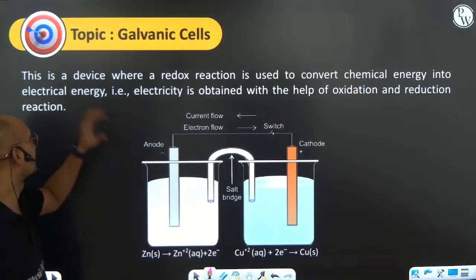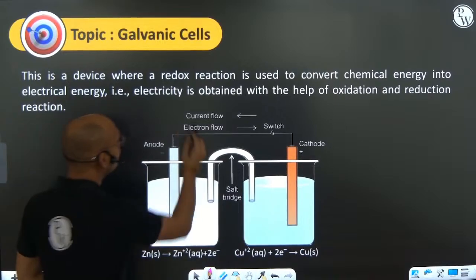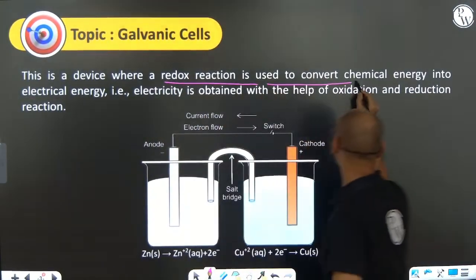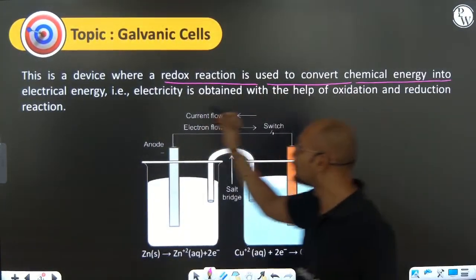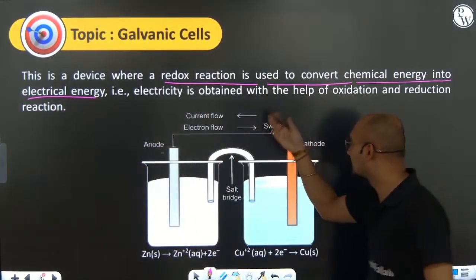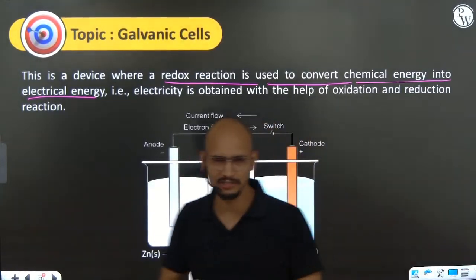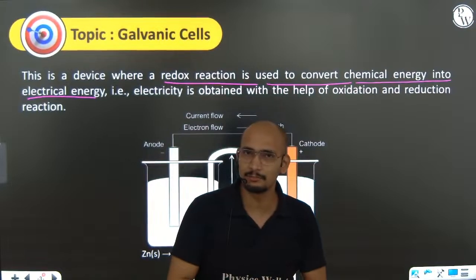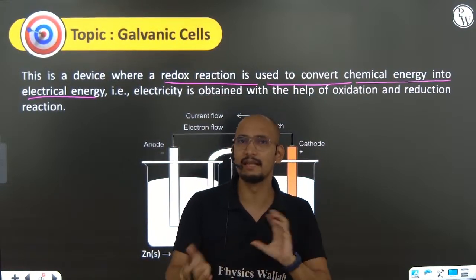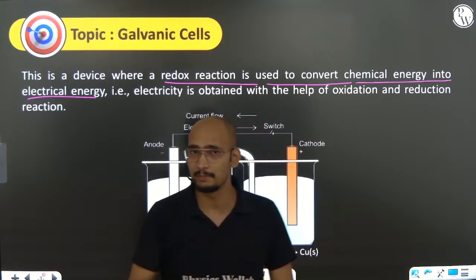Now galvanic cell. What is galvanic cell? As I have already told you, this is a device where redox reaction is used to convert chemical energy into electrical energy, right? Electricity is obtained with the help of oxidation and reduction reaction, that is redox reaction, not a big deal. Now, how is the galvanic cell formed? There is one very important, very good example, that is Daniell cell.